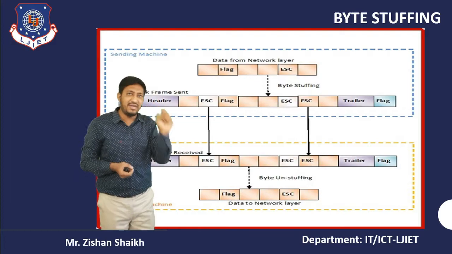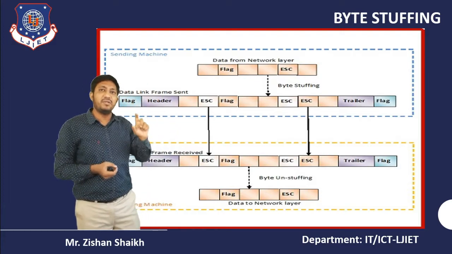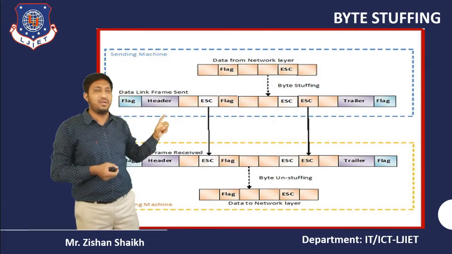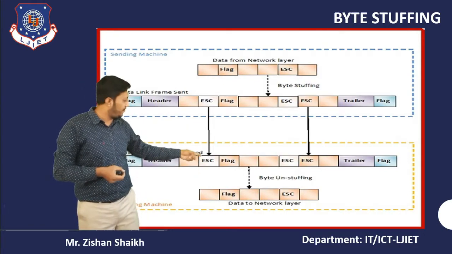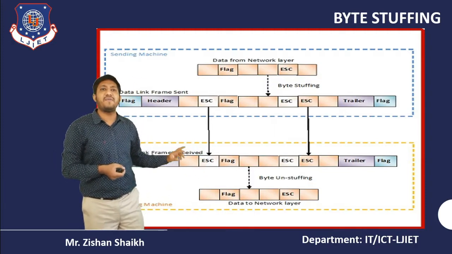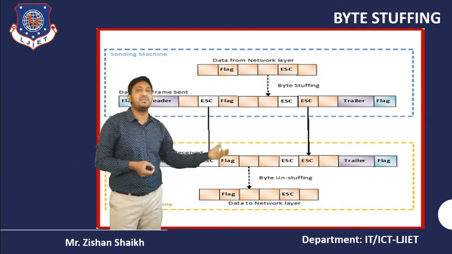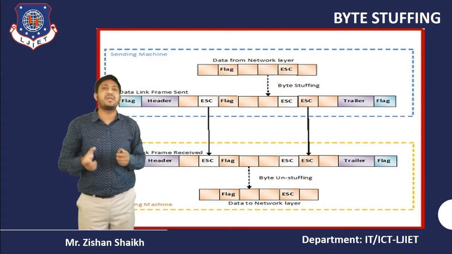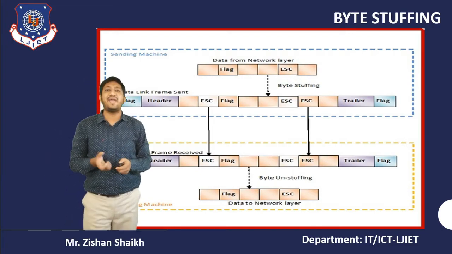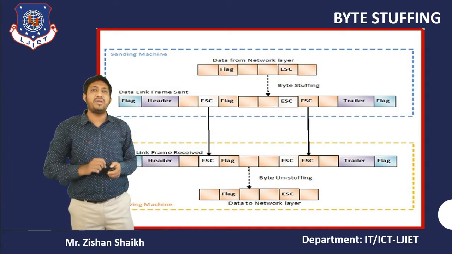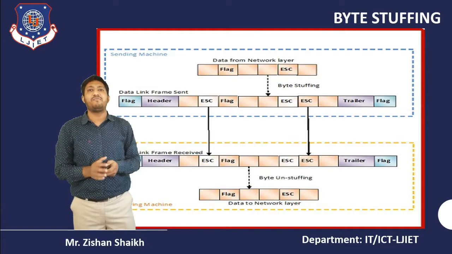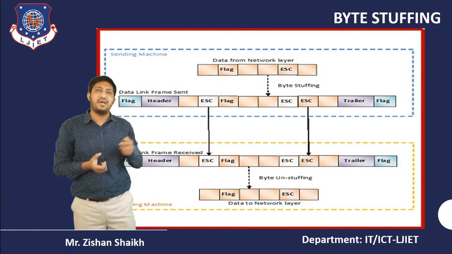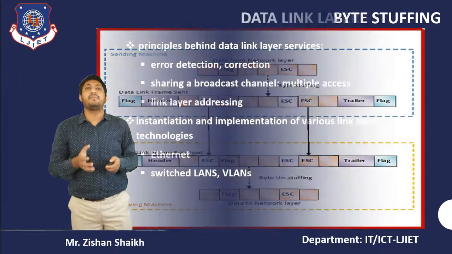So if the data byte and escape byte are the same, then an extra escape byte will be added in our original data part. On the receiver side, if the receiver finds that extra escape bytes are there, then it will remove them. So this is how in the character oriented protocol we add the escape byte and remove it at the sender and receiver side, to remove the confusion between original data and pattern bytes. So this is all about byte stuffing.